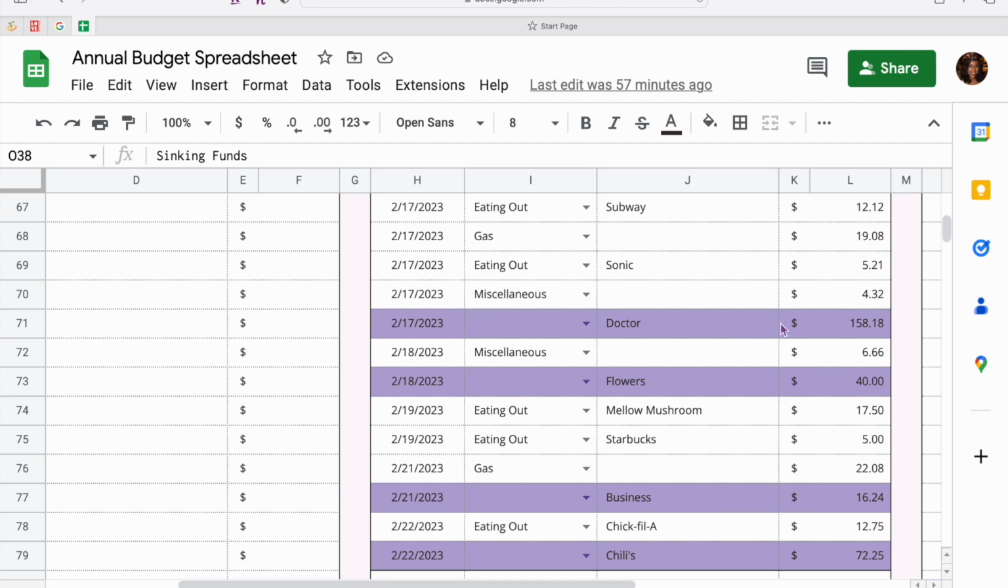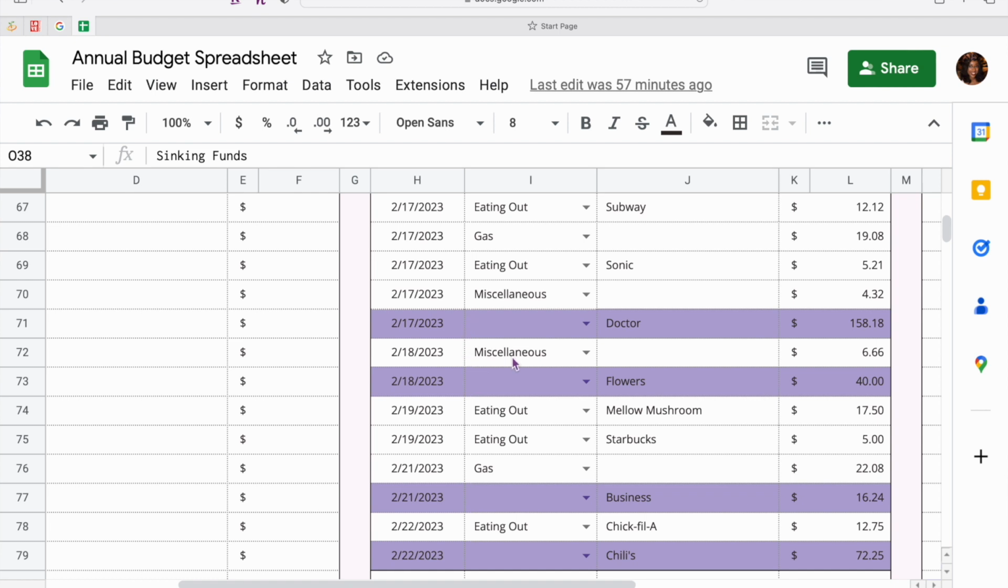This is highlighted in purple. So anything that you see that's highlighted in purple, that means I'm gonna be covering that expense with my sinking fund. This was a pretty busy day for me. This is a day that I had to travel out of town to visit my family because I had a death in the family. So yeah, that was really a pretty busy weekend for me, which is why I have so many transactions for this weekend.